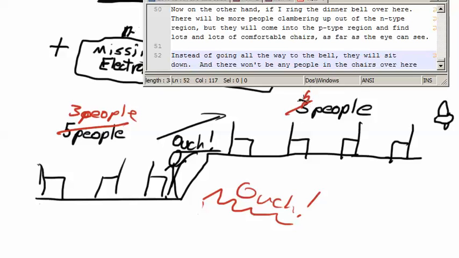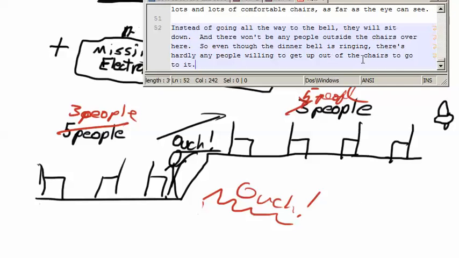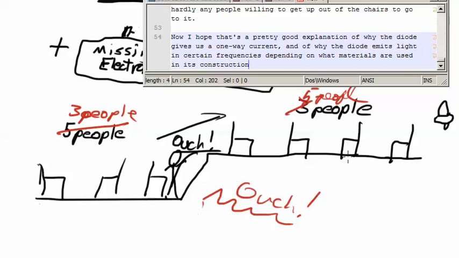And the people over here will be looking for chairs. Sorry, I should say outside the chairs over there. So even though the dinner bell is ringing, there's hardly any people willing to get up out of their chairs to go to it. Now I hope that's a pretty good explanation of why the diode gives us a one-way current and of why the diode emits light in certain frequencies depending on what materials are used in its construction.